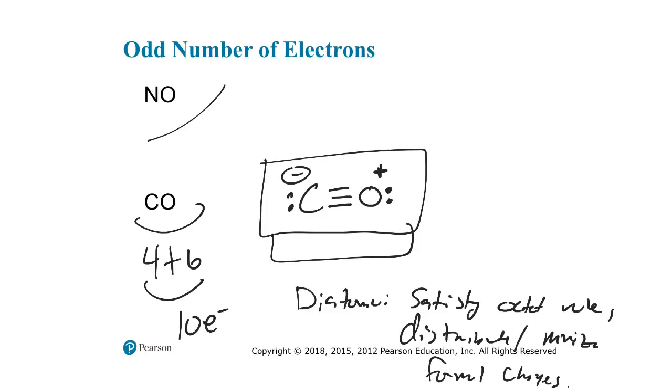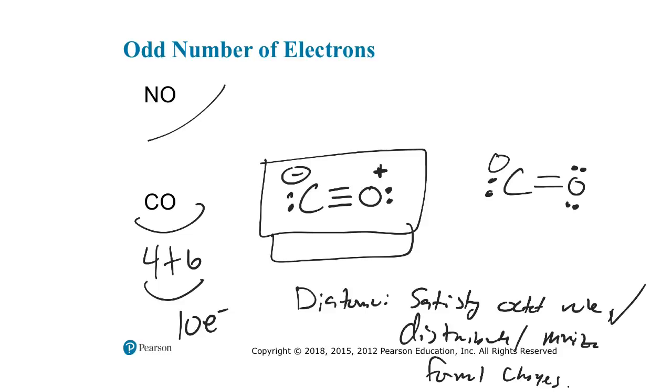Now I want to show one other Lewis structure that is kind of clever, but it just doesn't satisfy the rule that for diatomics we have to satisfy the octet rule. So this Lewis structure here is not satisfying the octet rule for carbon, because carbon doesn't have 8 electrons surrounding it.